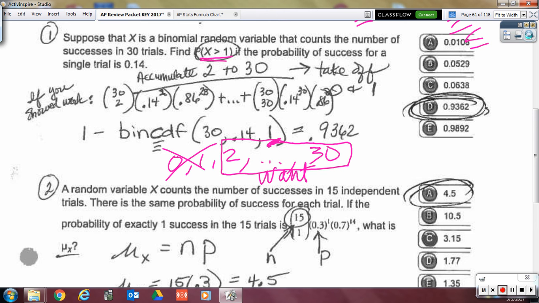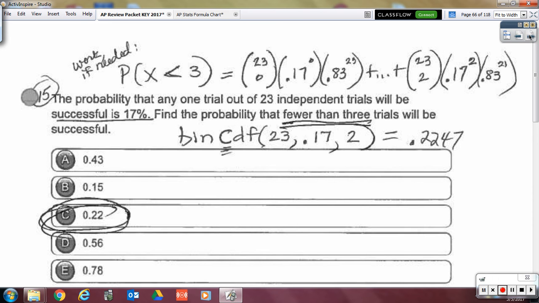One more of these I want to talk to you about would be, say, in this case, fewer than 3. Where you have 0 up to 23, you want fewer than 3, so what you want is this part down here. Don't do 1 minus. You just straight up accumulate 0 up to and including 2.